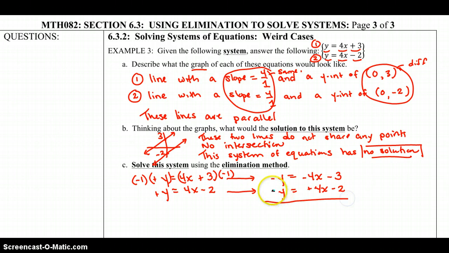So now, if we add the left sides of the equation together, a negative y and a positive y, we get 0y. And over here we have a negative 4x and a positive 4x, so again we're going to get 0x. And a negative 3 and subtract 2, or adding a negative 2, however you want to think about that, we get subtract 5. Okay, so we're going to get 0 equals negative 5. Okay. And there are no values of x that make this true.